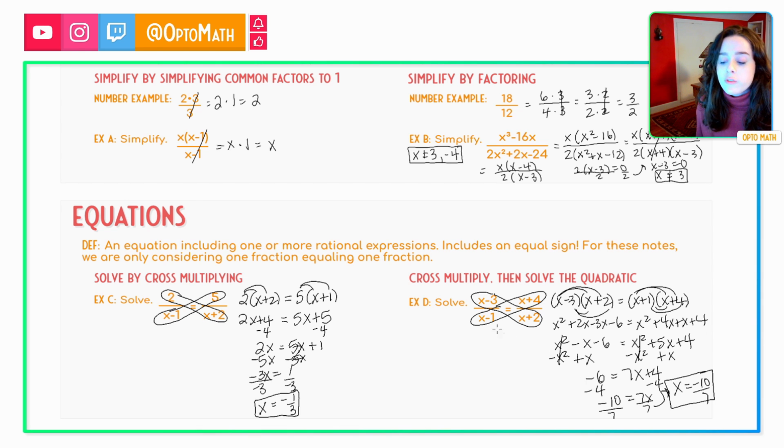But what if we had, instead of x minus 1, we had 2x minus 1? That's going to give us not just an x squared and an x squared, so we still have a quadratic. So when you see an x in the numerator and denominator, when you're solving with cross multiplication, make sure that you're keeping in mind that if you do get a quadratic, you do solve that quadratic. Remember all of our methods: quadratic formula, factoring, and so on.